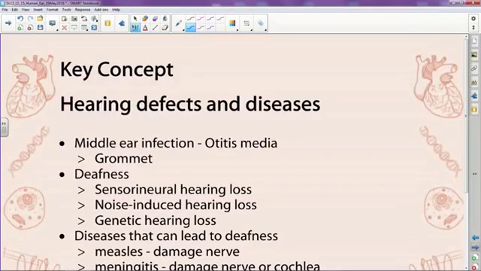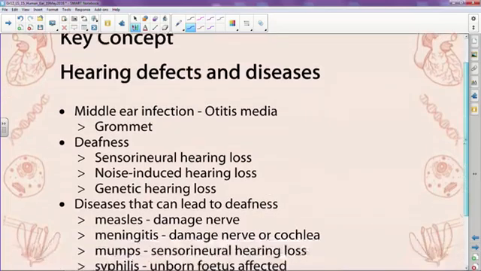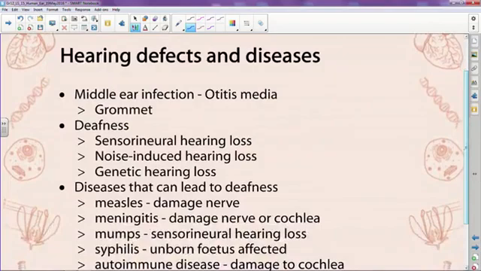Hearing defects and disabilities. Let's have a look. You have your middle ear defect, which they can fix with grommets. They put tiny little holes in there with these little tubes, and it creates an equal amount of pressure on each side, okay? Now, let's have a look at the deafness.